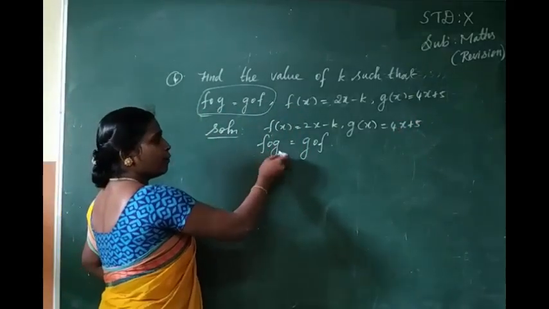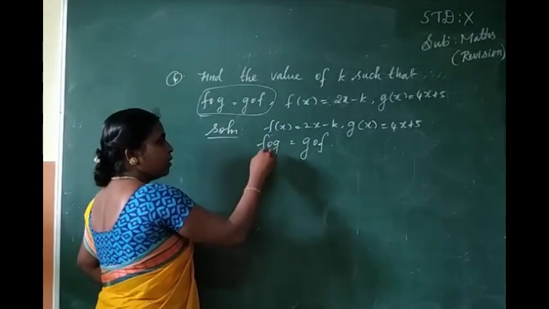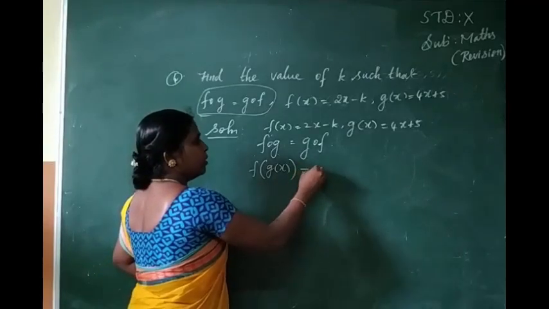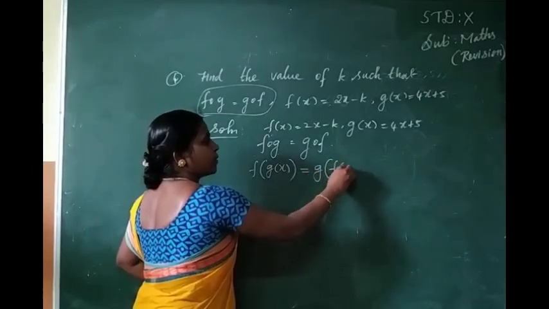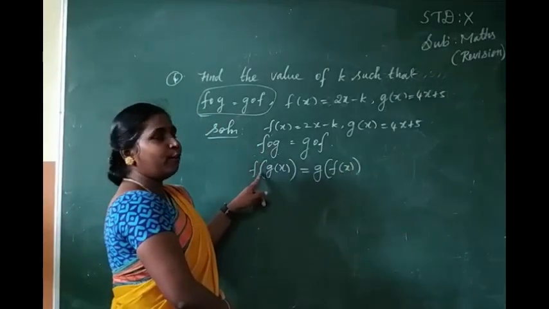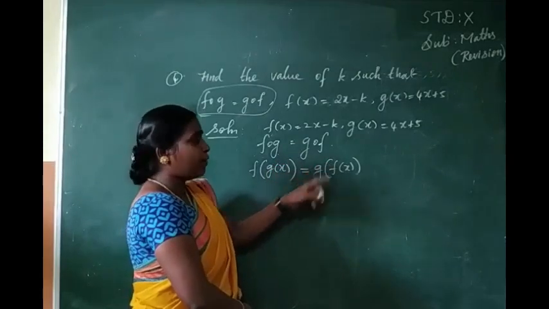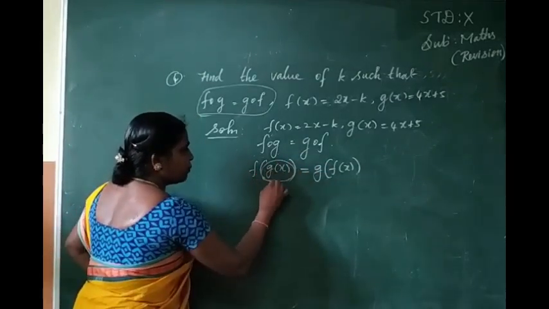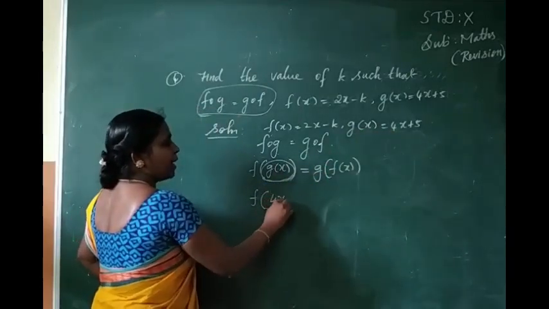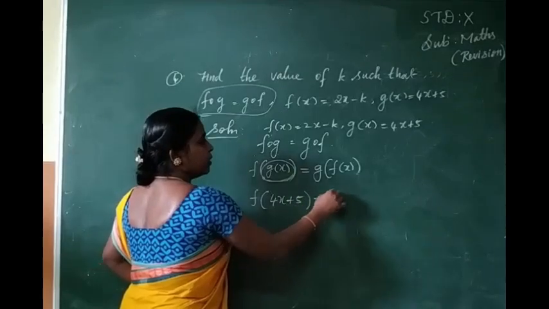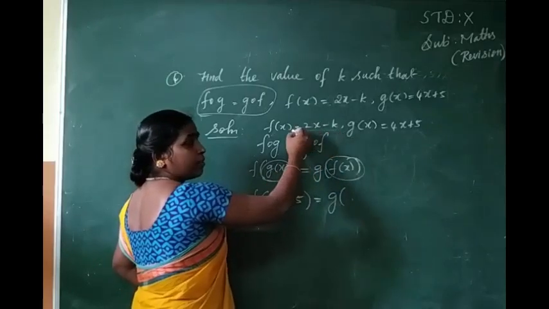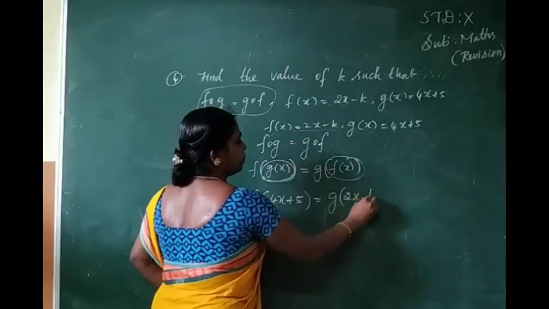So instead of f composite g, we can write like this: f of g of x. Now right hand side, g of f of x. Very clear? So instead of composites, I have written of. f of g of x. Here g of f of x. Now you want to apply the value of g of x here. f of g of x, the value is 4x plus 5. Equal to g of, instead of f of x, I am going to write the f of x value. What's the value? 2x minus k.